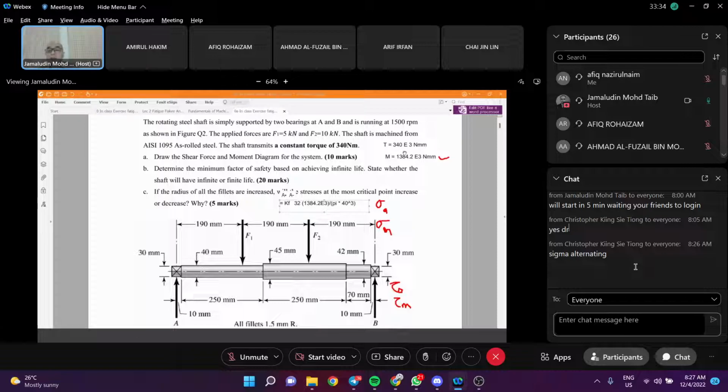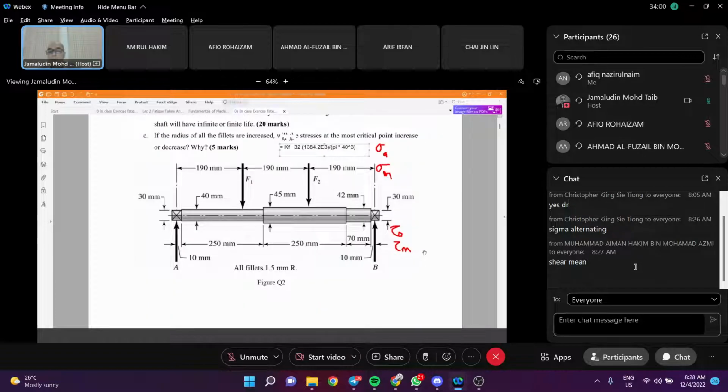Right, how about the torsion now? Okay, the torsion, is it going to be sigma alternating, sigma mean, shear alternating, or shear mean? Torsion, constant torsion on a rotating beam. Okay, can somebody write the answers, possible answers? It's going to be shear mean. Yeah, that's correct. Okay, that means it's going to be shear mean here.